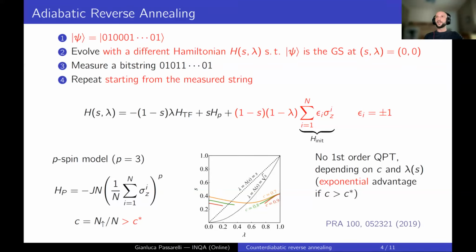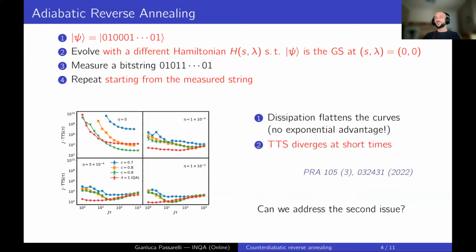Actually, you will only encounter a second-order phase transition where the closing of the gap is polynomial with the system size. And so the annealing time that you need will grow polynomially as well. And this results in the exponential advantage that I was mentioning before. Actually, it turns out that this exponential advantage is very sensitive to noise.